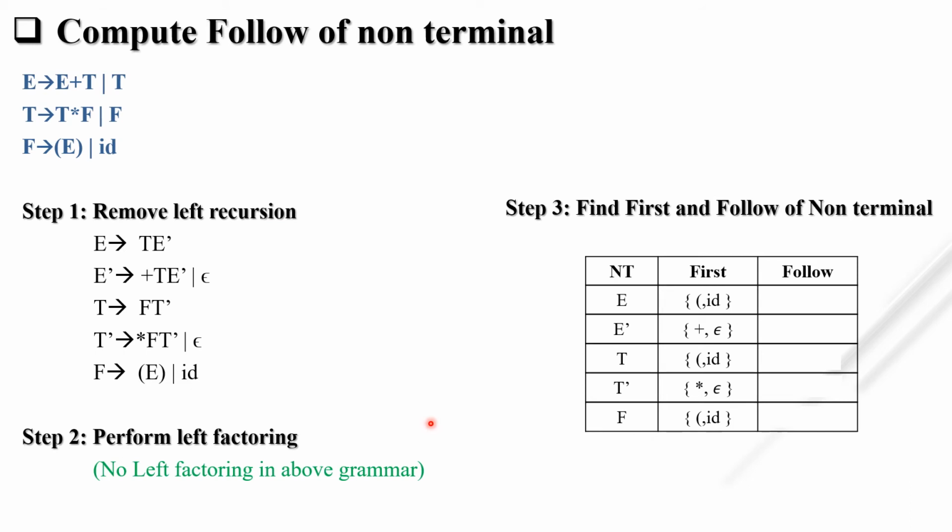Let's understand the follow function, how to compute the follow function of a particular non-terminal. We already found the first. Now we are going to find the follow function. So what is the follow function of capital E? For finding the follow function of any non-terminal, we only have to look at the right hand side, not the left hand side. So for finding the follow of capital E, we check the right hand side where capital E is.